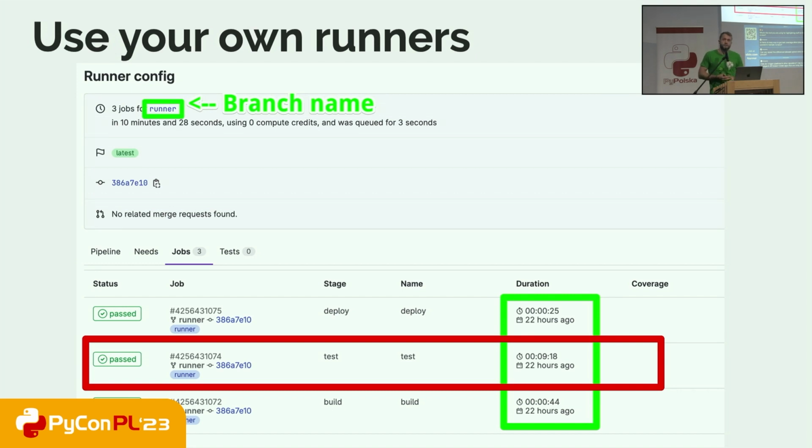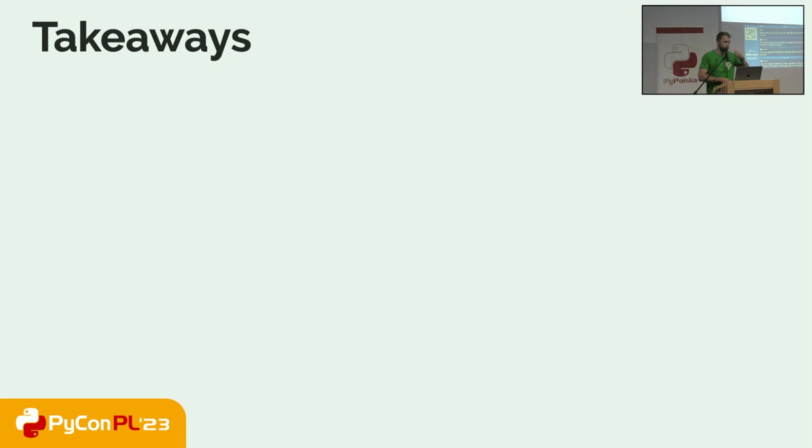But jokes aside, this drives the point home that CI is a complex beast, especially if you don't do DevOps on a daily basis, which probably applies to most of us here because this is a Python conference. So using a custom runner adds an additional layer of complexity on top of the existing CI. Okay, so let's wrap it up here. Here are some key takeaways I want you to remember.